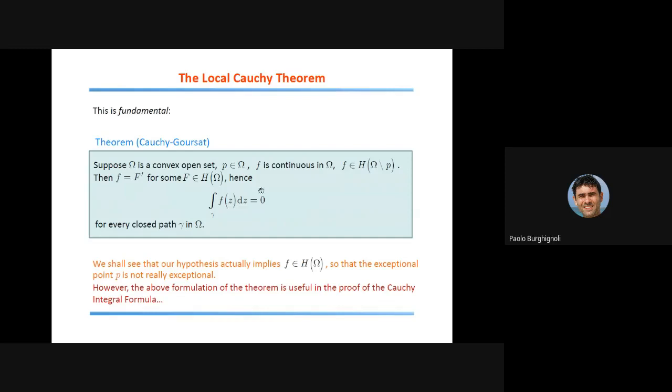So basically what you need to know is that your function f is holomorphic in omega, and there can be also an exceptional point. Actually, this exceptional point we will see is not really exceptional, so we will discover that the function can be defined also at this exceptional point as holomorphic, but it's useful to formulate the theorem in this way, because in this way it's easy to get what is known as the Cauchy integral formula.